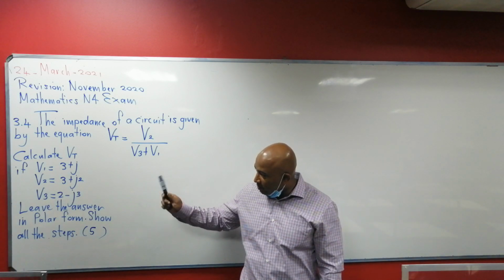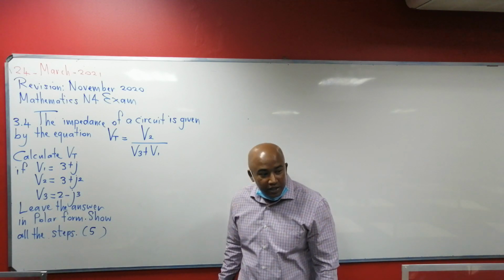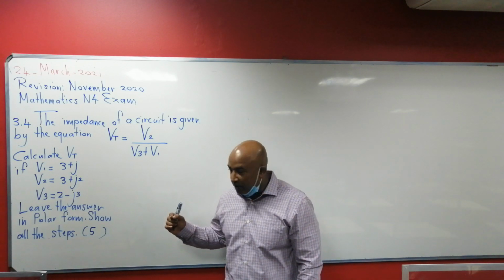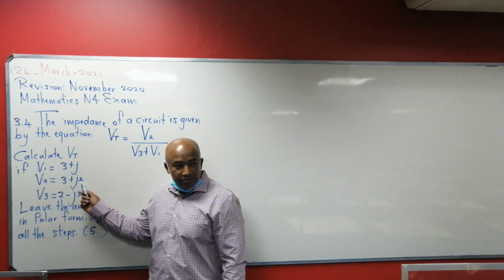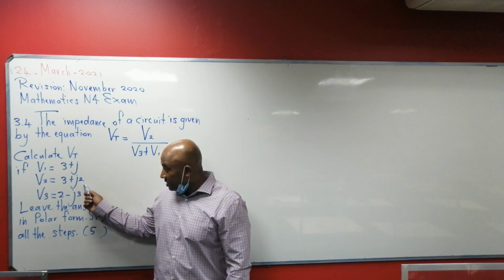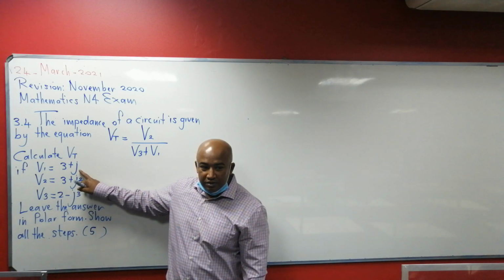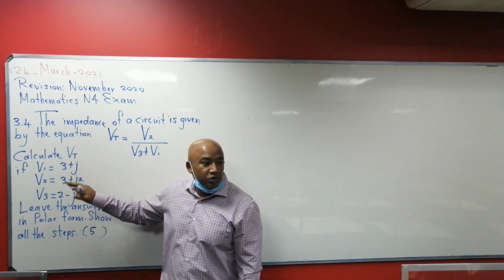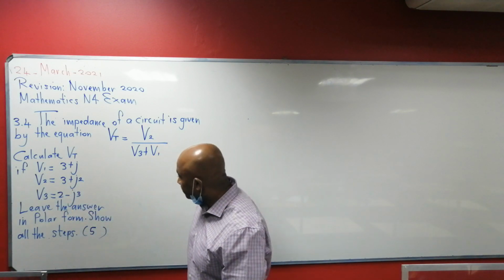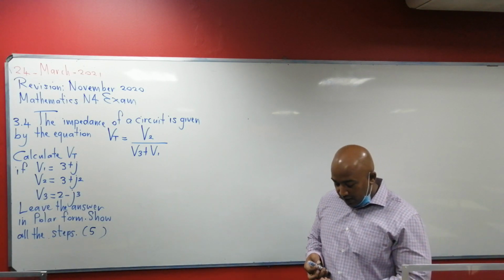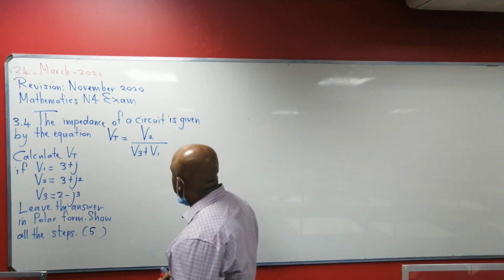If V1 is equal to 3 plus J, V2 is 3 plus J2, that means 2 times J. Same thing, it is not J squared. This is not a square, be careful. If it is a square, it must be written as a small 2 on top there. Right, so J2 and 2J mean the same thing. Last one is 2 minus 3J. So let's have a look at what we can do.